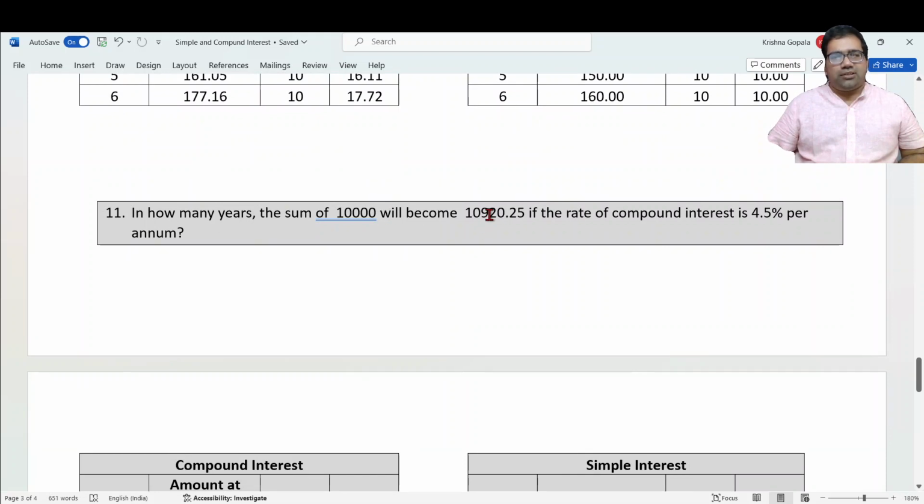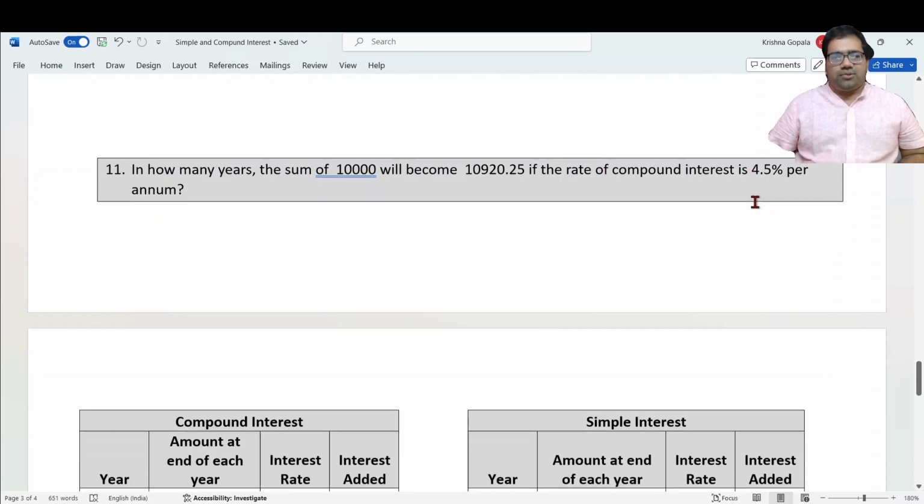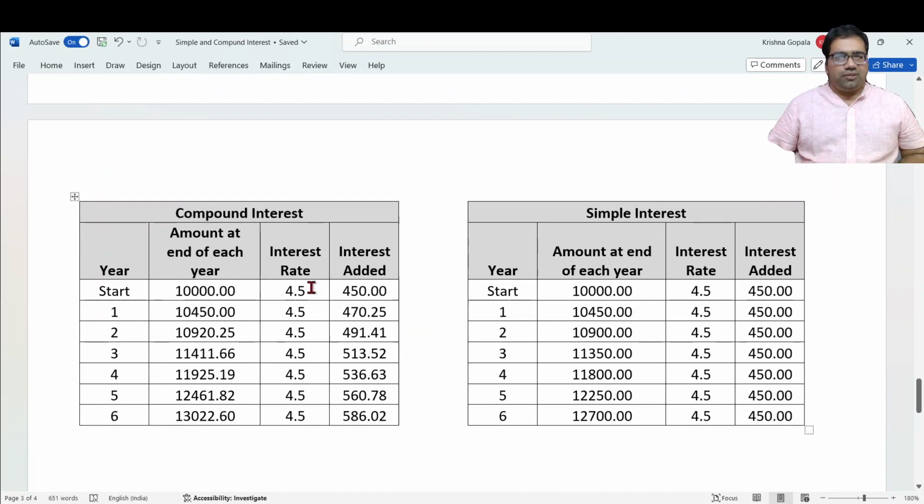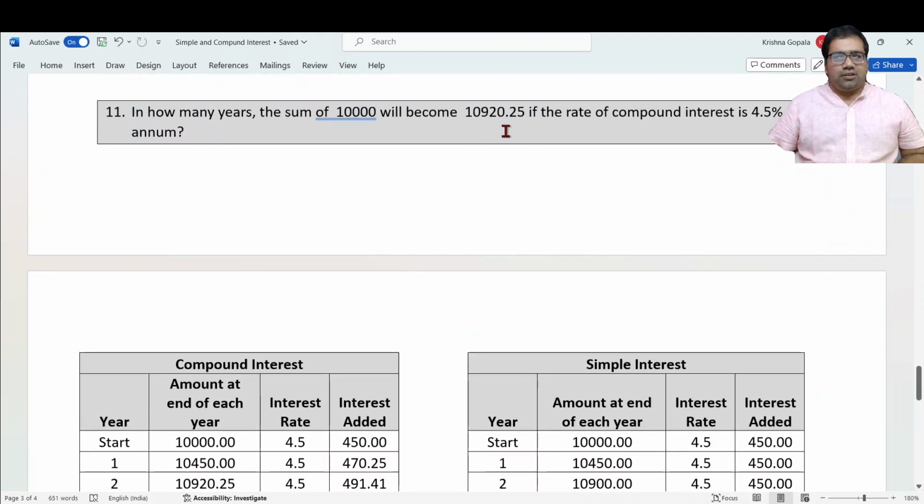Now, in how many years will the sum of 10,000 become 10,920 if the rate of compound interest is 4.5%? Simple. 4.5% is also given. So each year 4.5%. Let's do the calculation. First year 450 will get added, so 10,450. Then second year, again 4.5% of 10,450, which is another 470.25, will get added. So that becomes 10,920.25. So this is after the second year. It will become 10,920 after 2 years only.